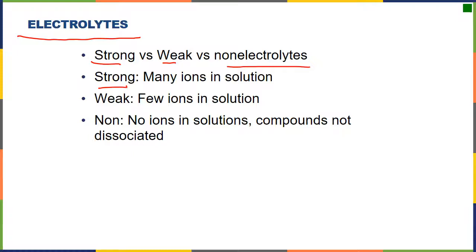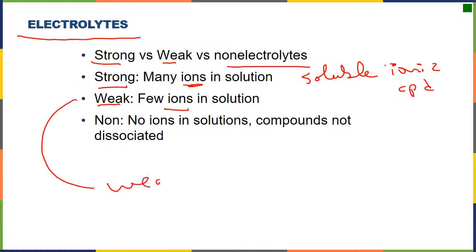Strong electrolyte simply means it makes lots of ions in solution, and this is going to be any soluble ionic compound. So this is back to your solubility rules, like NaCl or potassium nitrate. If it is a soluble ionic compound, it's going to make many ions in solution. If it makes many ions in solution, it's going to conduct lots of electricity, but it's also going to affect how much stuff we put in solution. A weak electrolyte makes a few. These are weak acids and bases.